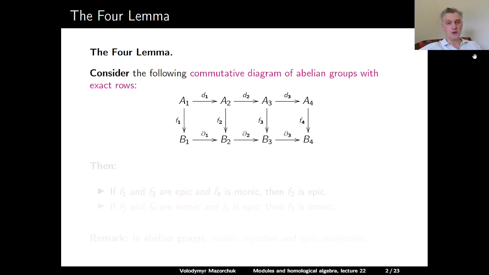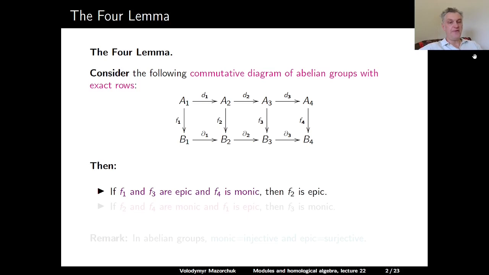But we don't see the whole complex, we only see the part with positions 1, 2, 3, and 4. So we have only 4 positions in the complex A, 4 positions in the complex B. We assume that both the first row and the second row are exact, and that the diagram commutes. And the fact that the diagram commutes means that f is a morphism from the complex A to the complex B. So now the conclusion of the lemma.